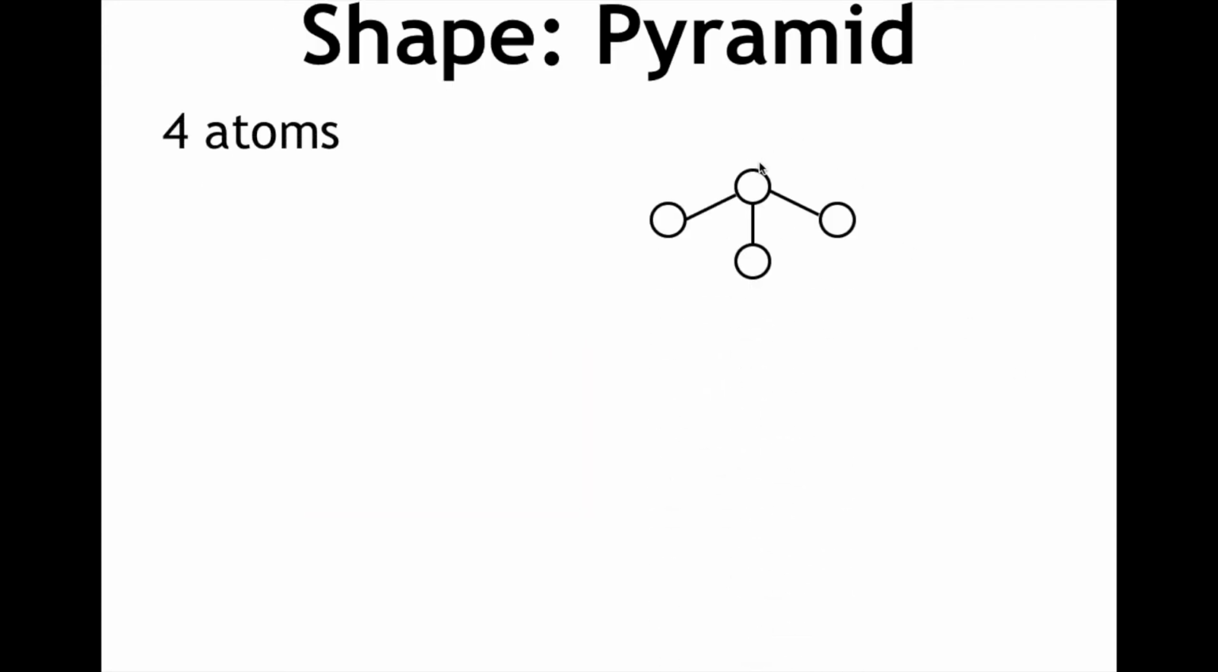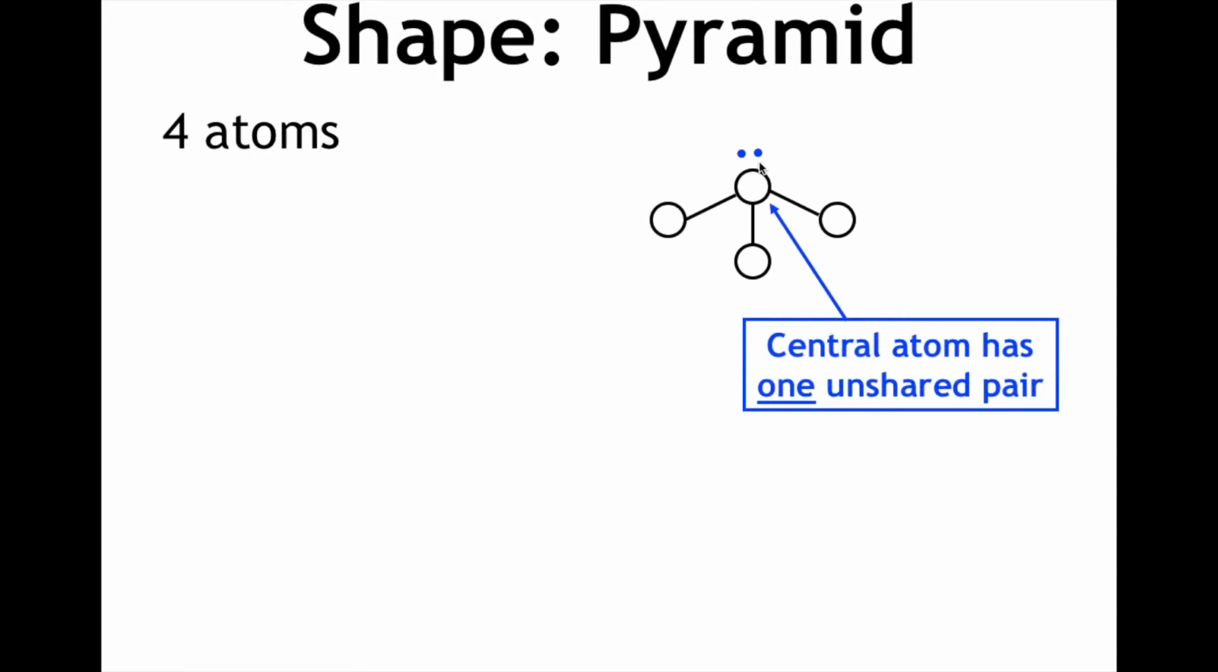All right, and then pyramid. Pyramid will have lone pairs of electrons, and then this actual pair of electrons will push all of the other atoms down.